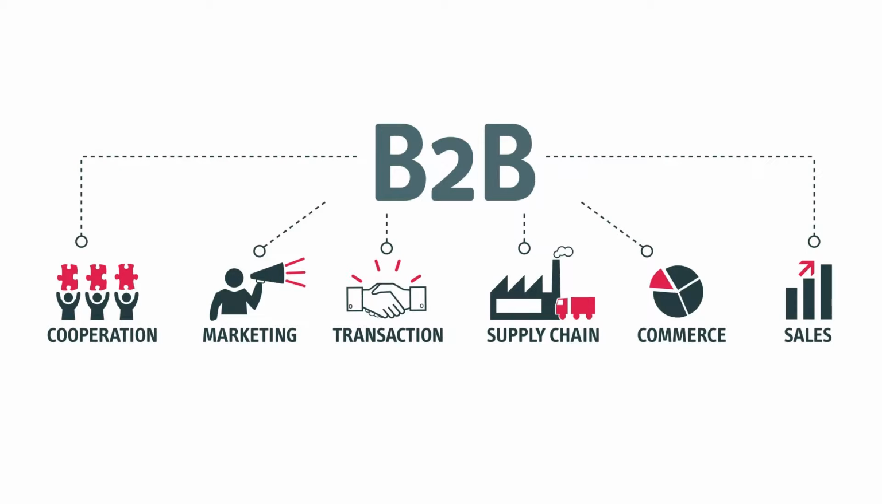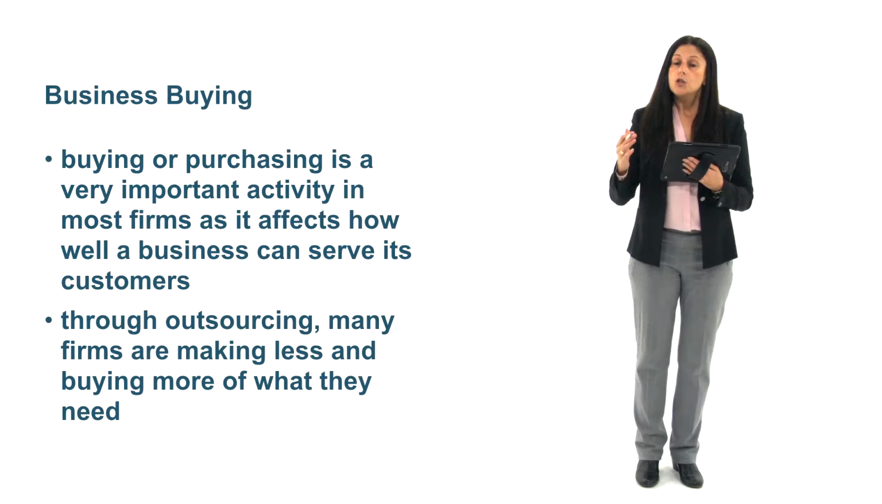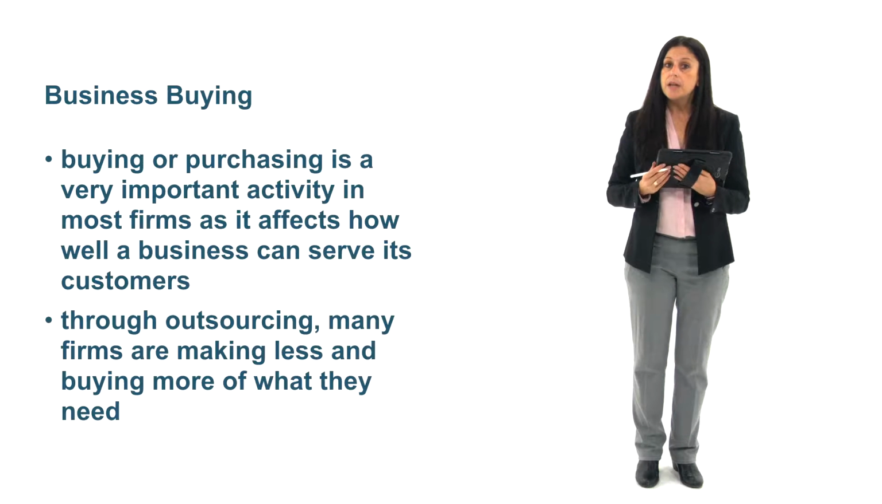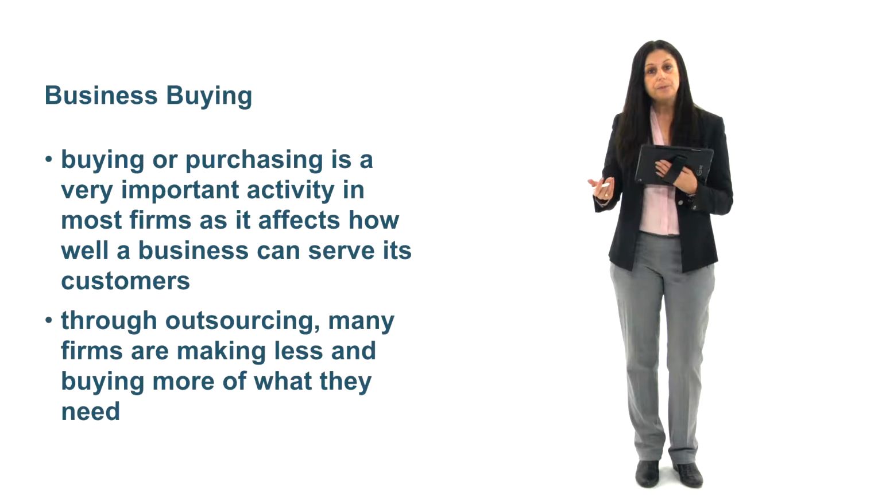So this is just a nice diagram that shows that business to business still needs to do marketing and sales and transaction just like a regular organization, but their end consumer is another business, another organization, and not an individual person. So how does the buying process happen in businesses, and how is it different than consumers?